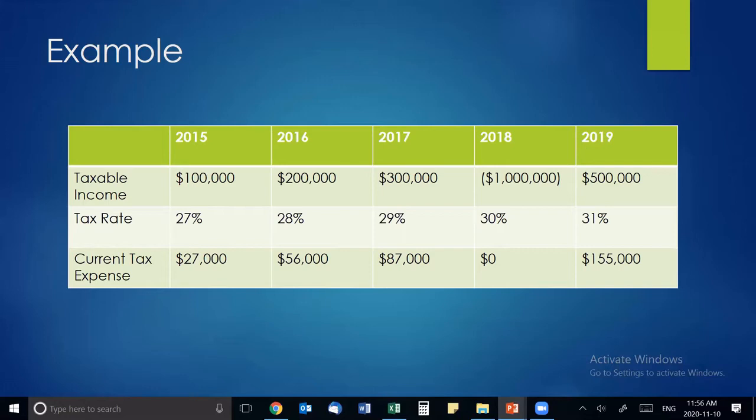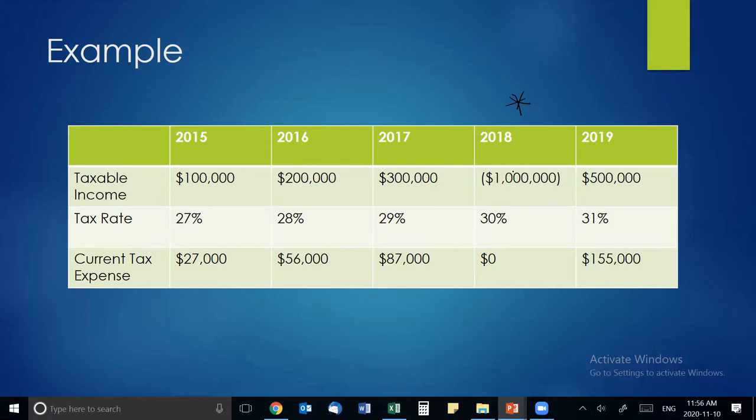So let's assume that we are in 2018 right now. Okay, so we're in the year of a loss. We've already had some income in the past 3 years. Okay, so 100, 200, 300, but then something happened in 2018. We had a really bad year. We had a loss, a taxable loss of $1 million.